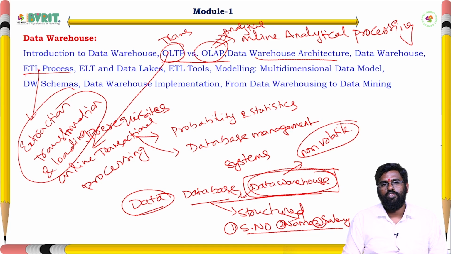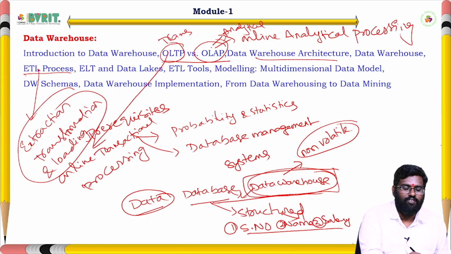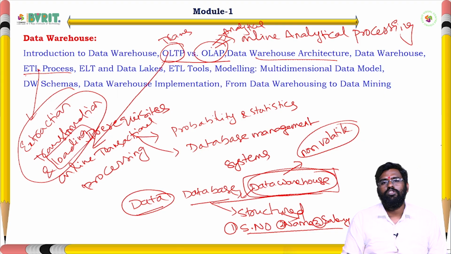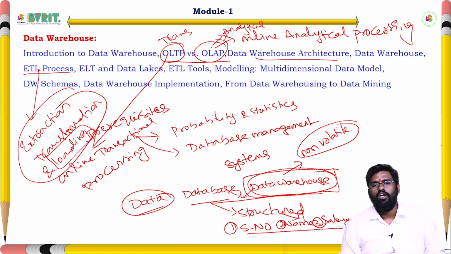In extraction, transformation and loading, extraction means we have to collect all the data from the previous historical data. Transformation means the given data is not in a suitable format, so we need to convert it into a suitable format. Then the data will be loaded into the data warehouse. Loaded means the data will be stored in the data warehouse. Once the data is stored in the data warehouse, it will not be modified.